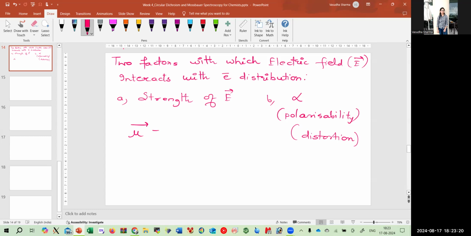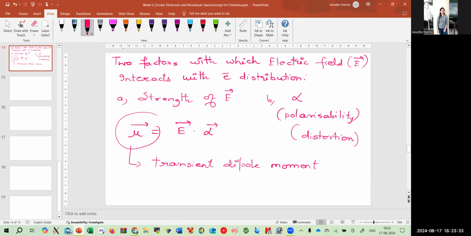So there is a term which is equal to both the factors, and this is called the transient dipole moment. What basically happens when you apply the electric field is that it would change or perturb the electron density, and therefore it feels the distortion, which gives rise to the polarizability. Since it is for that particular moment only, the changes happen instantaneously, so it is a transient moment. It need not be permanent. That's why it is called transient.